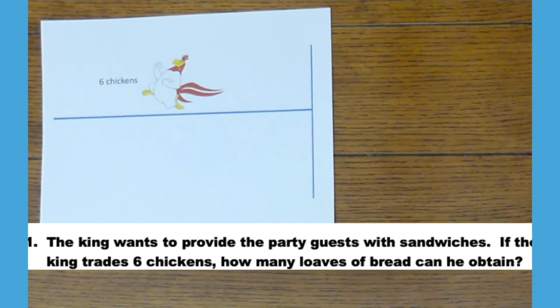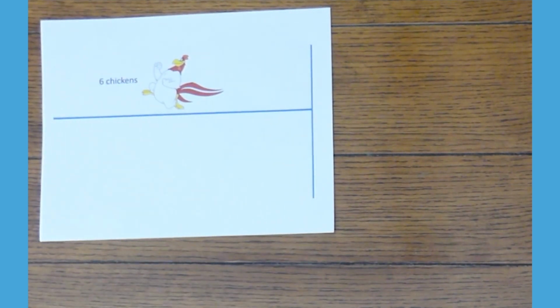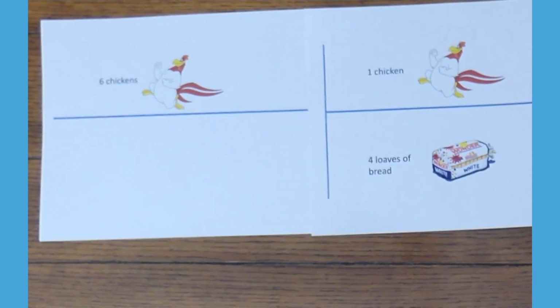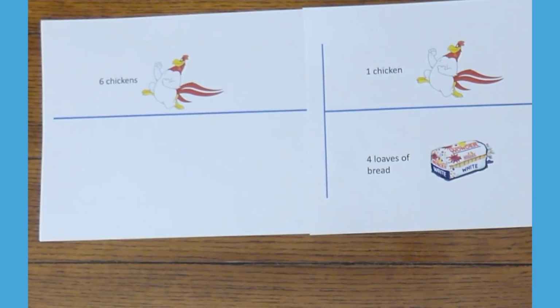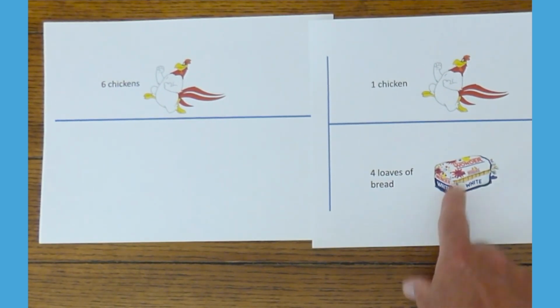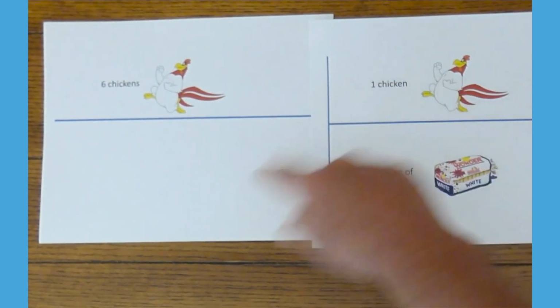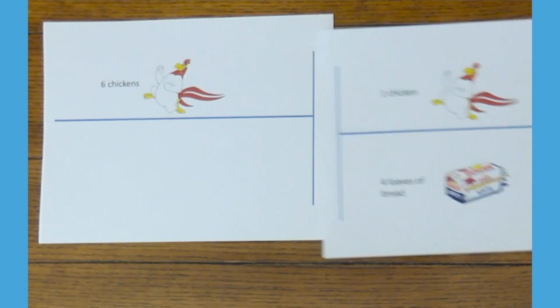The first problem says, the king wants to provide the party guests with sandwiches. If the king trades 6 chickens, how many loaves of bread can he obtain? 6 chickens. Okay, so I need something to do with loaves of bread and chicken. Here's a chicken and a loaf of bread. So here's one possible answer that the kids can give. It's got loaves of bread, but on the bottom, it's got chickens on the top. So this would not work. The chickens do not cancel. You could tell the kid, try again.